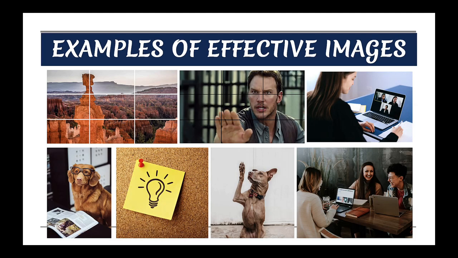So now that we've talked about all the don't do this, let's talk about an example of an effective image. Effective images have high quality, and they also have some composition tricks that you can look for. One is the rule of thirds. You can see that those first two images have a grid on them, and it's basically two vertical lines and two horizontal lines splitting the image into three columns and three rows.